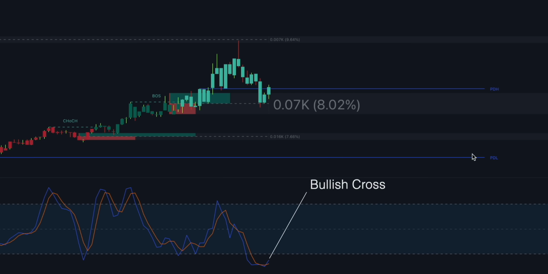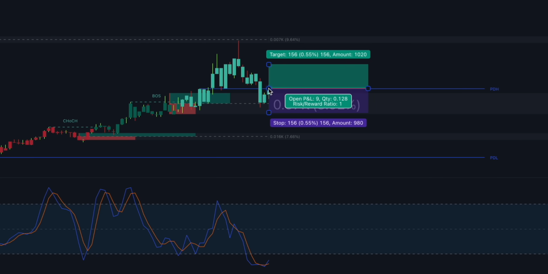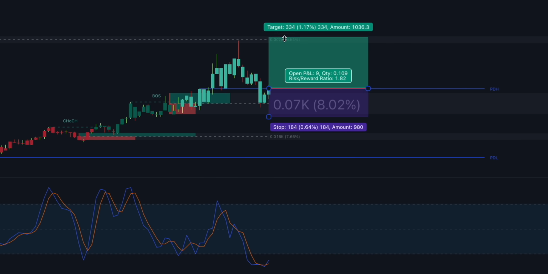It is recommended to place a stop loss a couple of pips below the order block. Profit target is at least 1.5 times the risk.